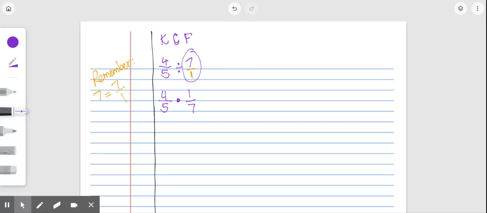All right? And then I'm going to multiply straight across just like normal. So 4 times 1 is 4, and 5 times 7 is 35. Okay? 4 and 35 do not share any common factors, so this is a final answer, 4/35. Yay! Okay, I'm going to do one more example, and this time I'm going to have a whole number first.